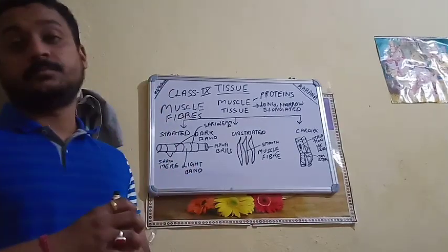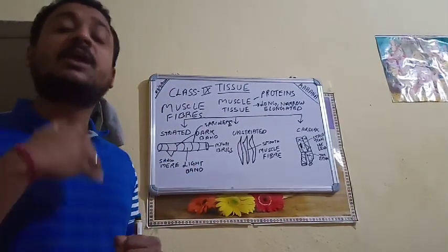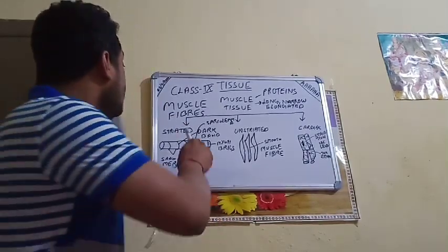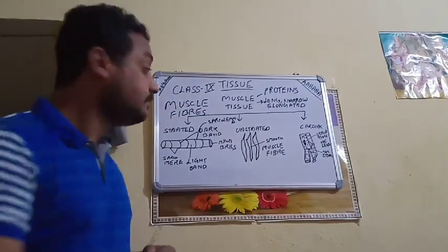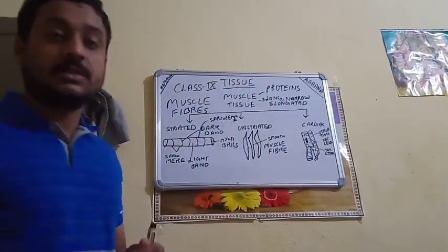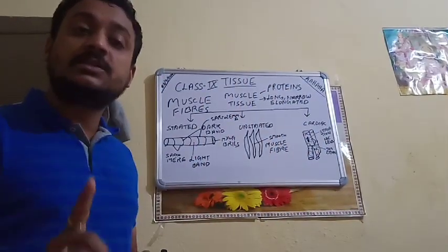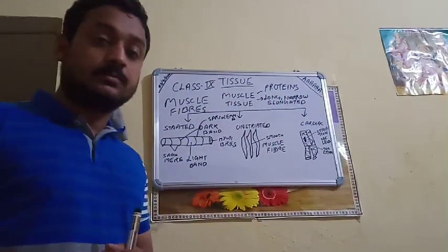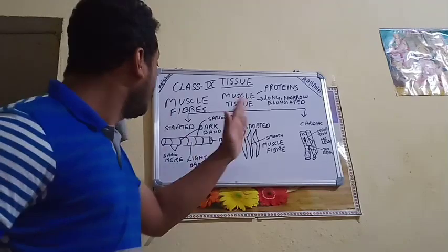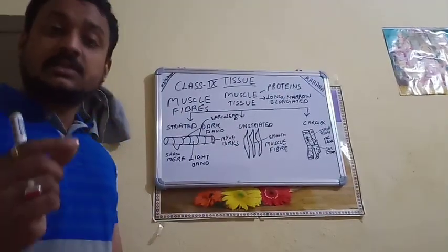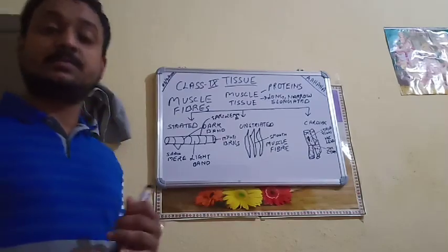Apart from this, when we talk about different kinds of muscle tissue, there are three kinds of muscle tissues, namely striated or voluntary, unstriated or involuntary, and cardiac. Striated means voluntary, unstriated involuntary, and cardiac muscle. Now, before going to the different types of muscle and the technical parts of it, let us have a small introduction of muscles.